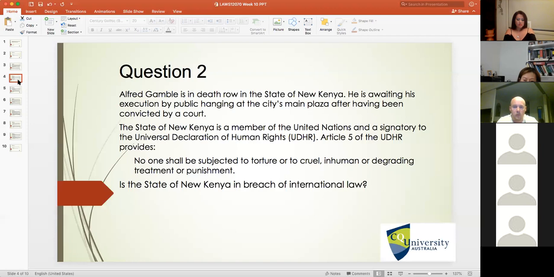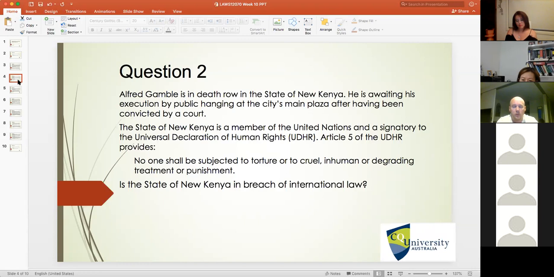From Jack, is it because the Universal Declaration of Human Rights is not legally binding? That is the correct answer. The Universal Declaration of Human Rights is not a treaty. It is not a convention. It is not a source of international obligations. It is just a mere declaration.